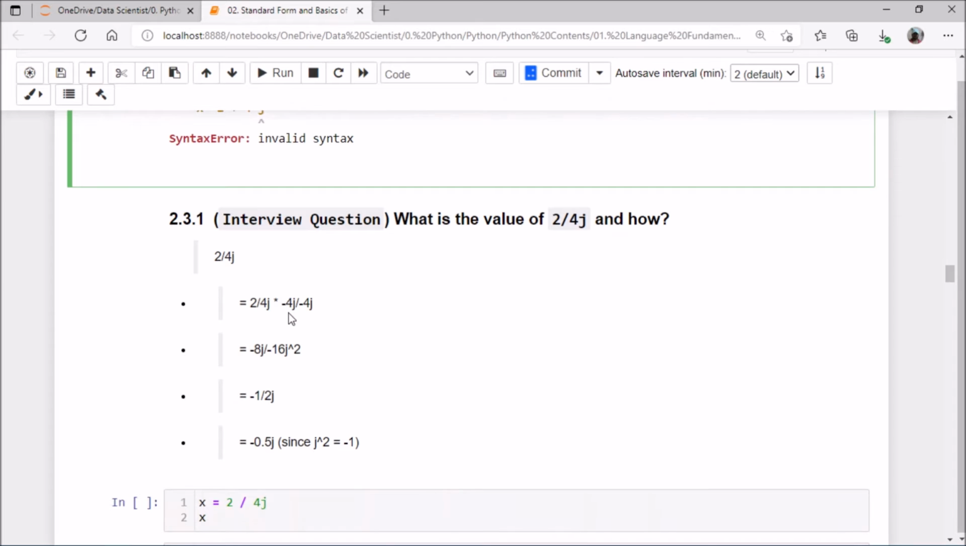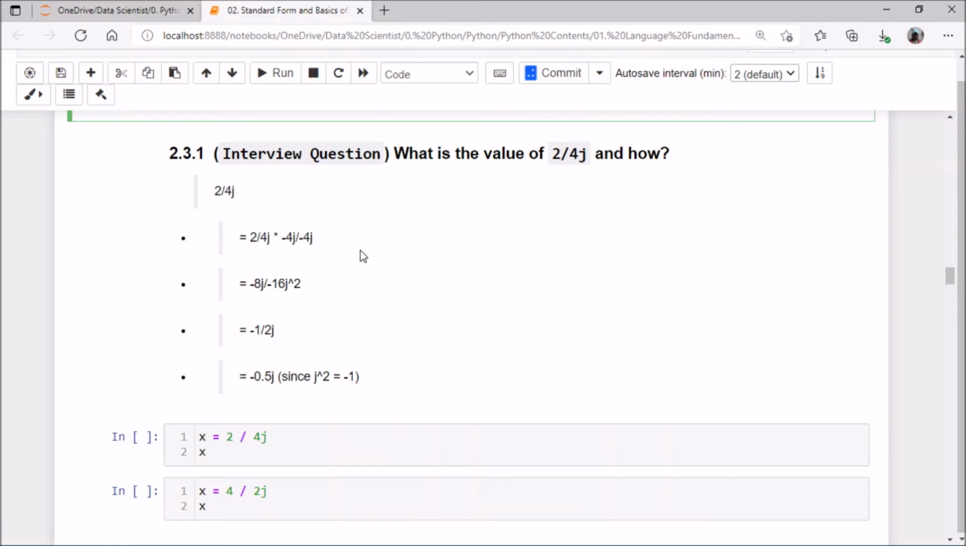And here there is one interview question: what is the value of 2 by 4j, and how? Just try to understand. This is part of complex numbers, that is, the division of complex numbers. How do we divide a complex number, or how do we multiply complex numbers? This is the logic behind it that we have to understand. So the question is 2 by 4j.